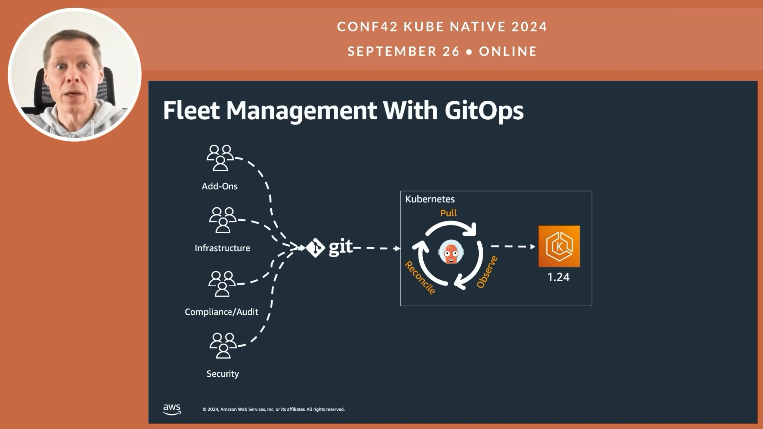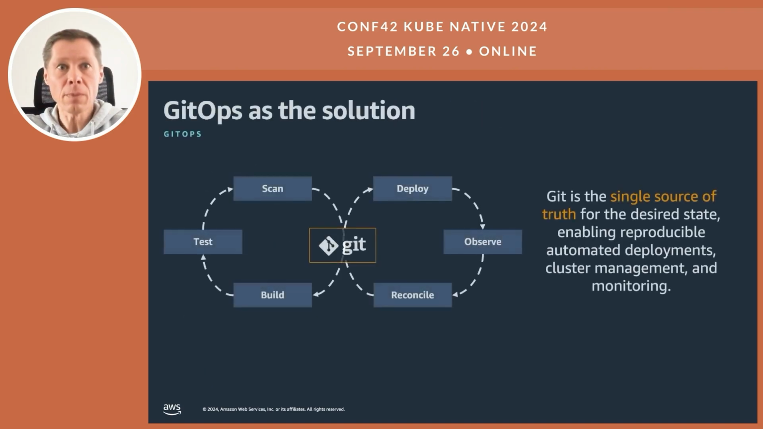If we rely on GitOps tooling for fleet management, we can have a process that will constantly try to reconcile the source of truth in the Git repository with the actual state of the cluster. So we can, and we should, solve those problems which we had with the push model. In this case, Git becomes a source of truth instead of a source of hope, and it will enable reproducible automated deployments, cluster management, and monitoring.